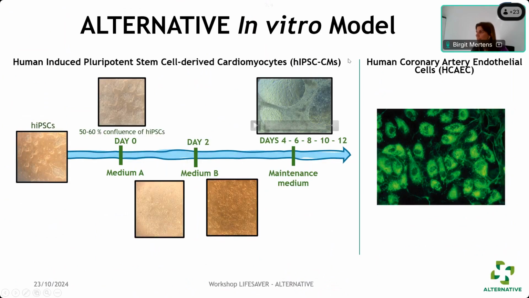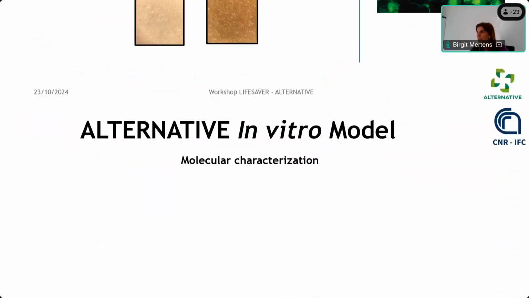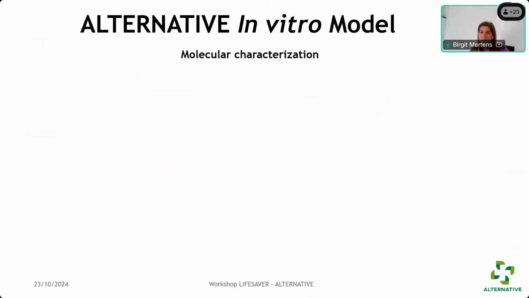And then, as indicated, of course, we also need the cells to be part of the final system. Two different cell types were used, as I mentioned before. On one hand, the cardiomyocytes, and here you can see the procedure that was used for their maturation. At the end, the cardiomyocytes show some contractility, to mimic, in fact, the beating of the heart. These cardiomyocytes were then combined with the human coronary artery endothelial cells. So all components were then put together in a model, and this model was then molecularly characterized.